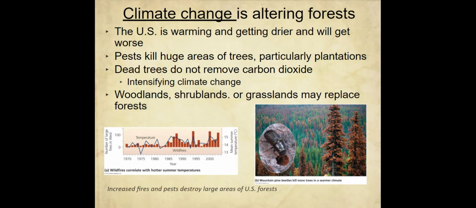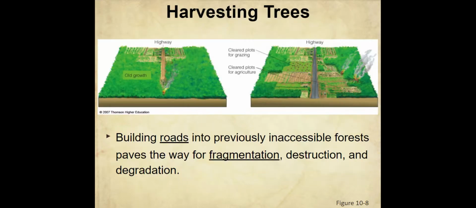Climate change is altering our forests really quickly. The US is warming, it's getting drier, it's going to get worse. Then when you have an ecosystem that isn't tip top, it's more susceptible to things like invasive species. So pests kill huge areas of trees, especially plantations, and we're going to get to that, when it's all the same type of tree. And dead trees don't remove carbon dioxide. This then intensifies climate change. So what these forests in the future will be replaced with is woodlands, which are just forests with fewer trees, shrublands, or grasslands can replace these areas.